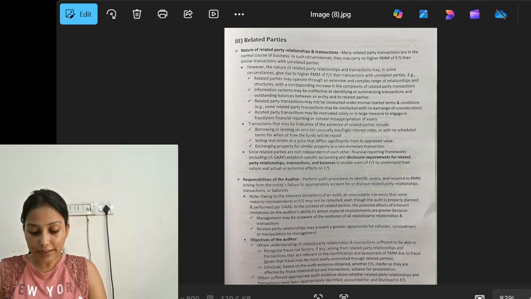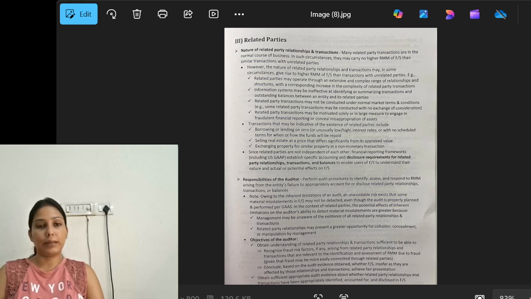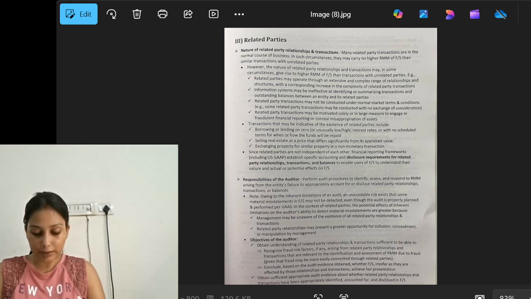So, in that context, the potential effects of the inherent limitations on the auditor's ability to detect material misstatement are greater because management may be unaware of the existence of the related party relationships, or related party relationships may present a greater opportunity for collusion, concealment, or manipulation by management. These two may be the reasons.